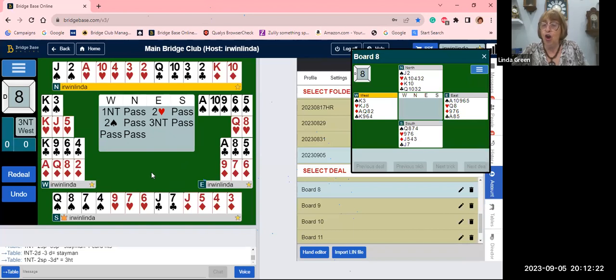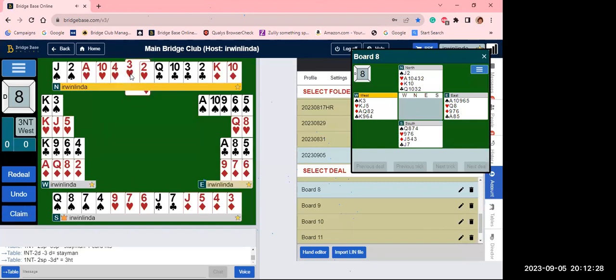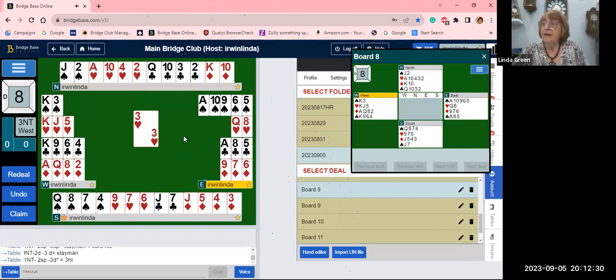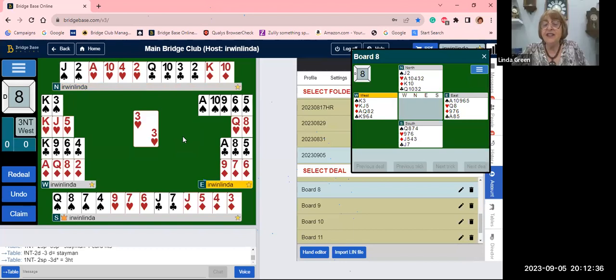Does that help you, sir? Yes, thank you. Okay, so you're leading the 3 of hearts. I have a question though. What does 2 no trump say by East? 2 no trump by East is invitational. It says, partner, I have 8 or 9 points with a 5-card spade suit.